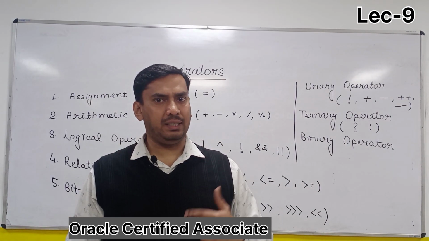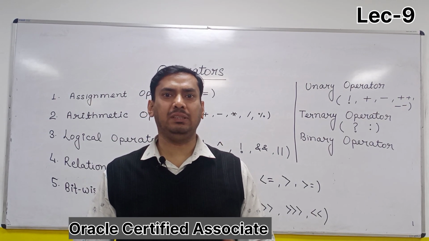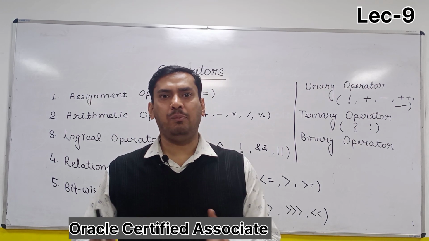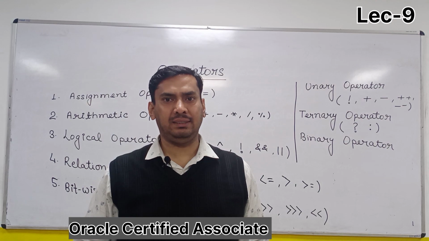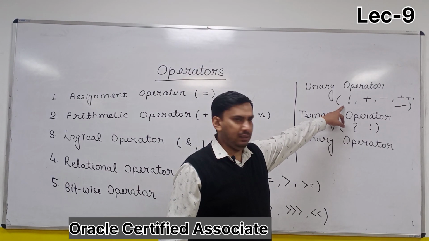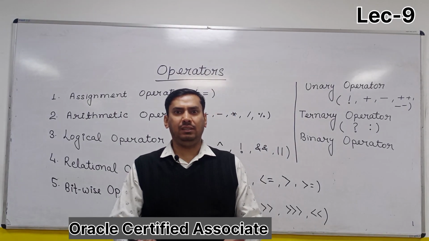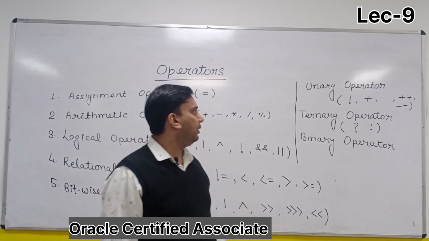And a unary operator, again repeating, works with a single operand. Like you can write a plus plus, or minus minus b, or not of x. Not of x means it is a Boolean NOT operator, right? It will just invert true to false and false to true. So these are the unary operators.